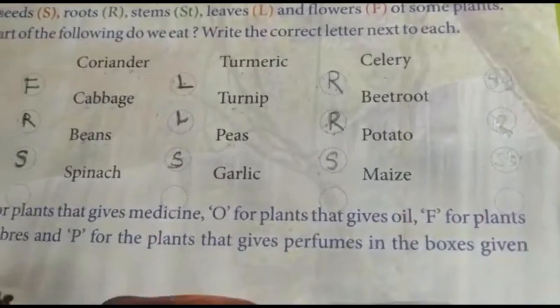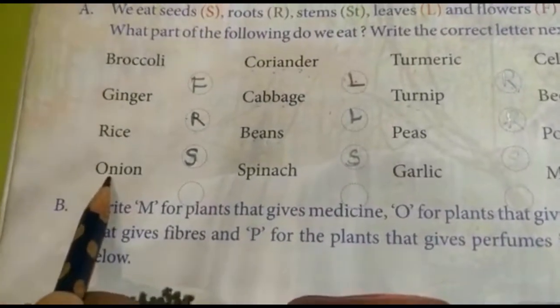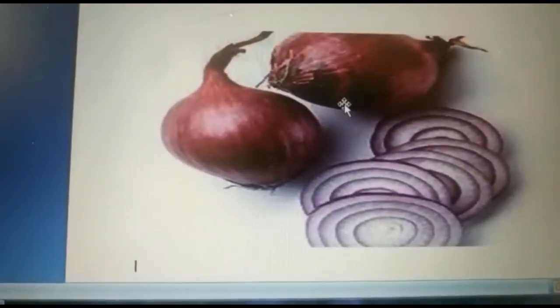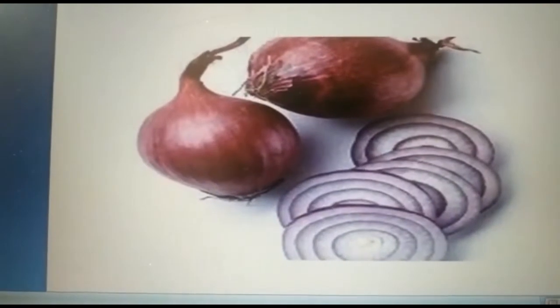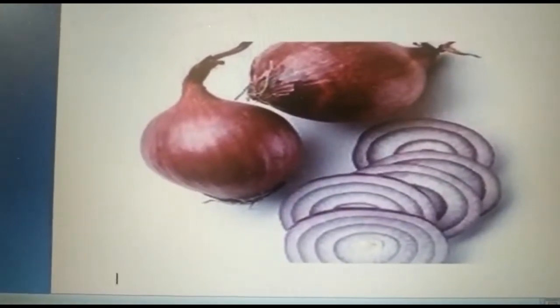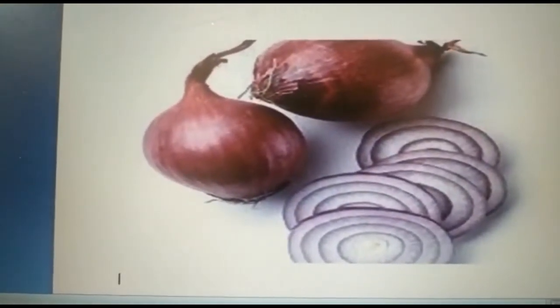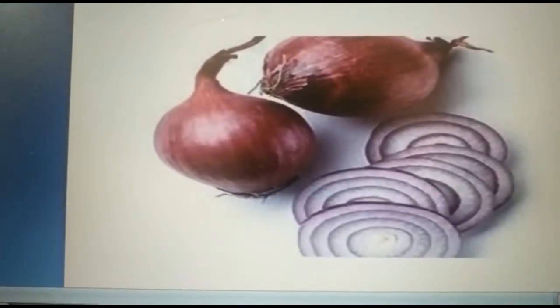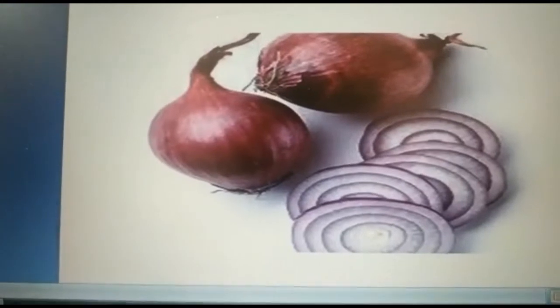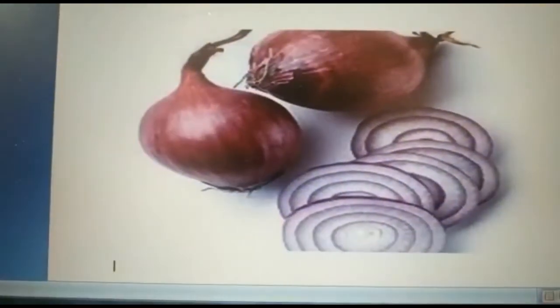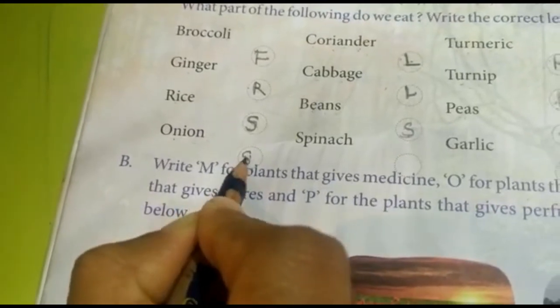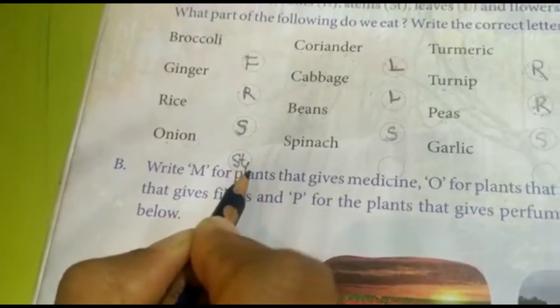Next we go to onion. Onion is what? Let's see the picture. Now this is what? Onion. We add it to almost every vegetable, and when you peel or cut it, what happens? Tears roll from your eyes. And which part do you think this is? Let's see. Just beside onion. This is the stem part. So you write ST, stem.